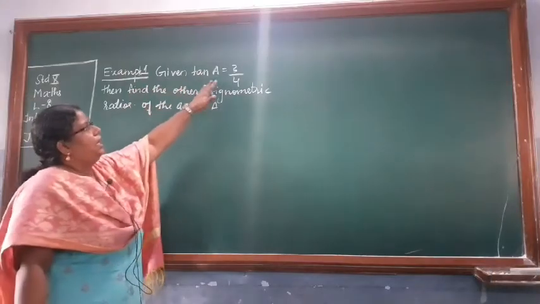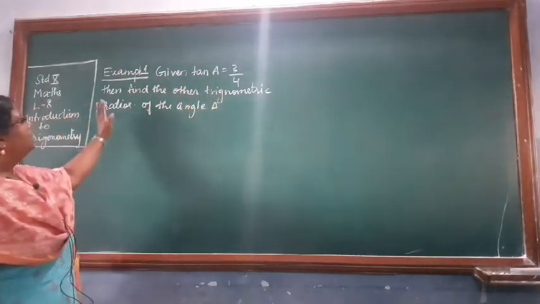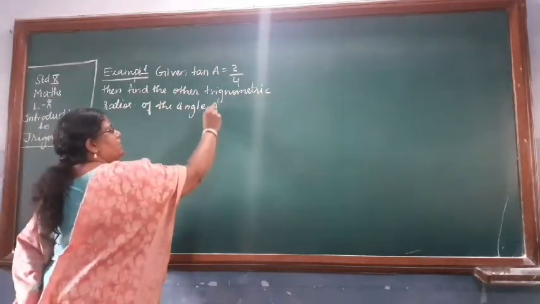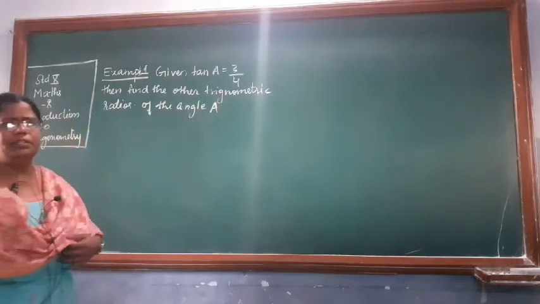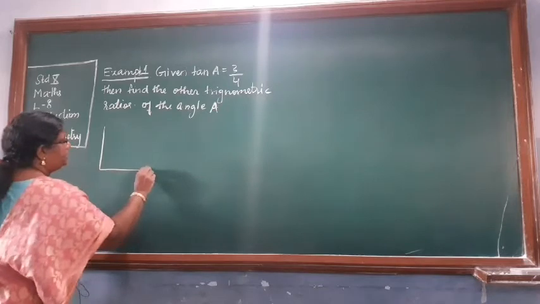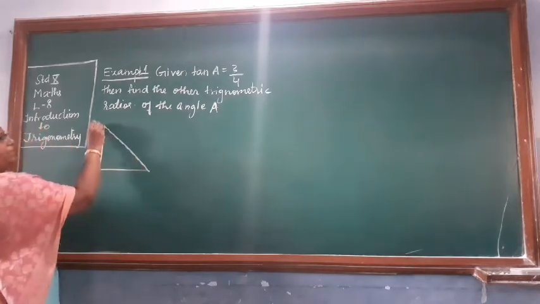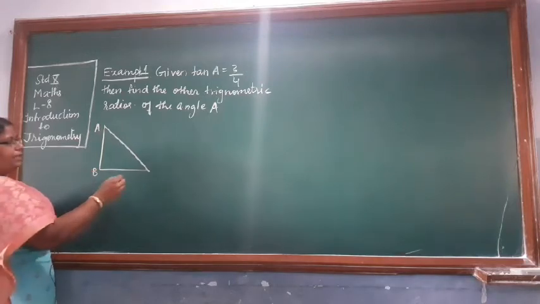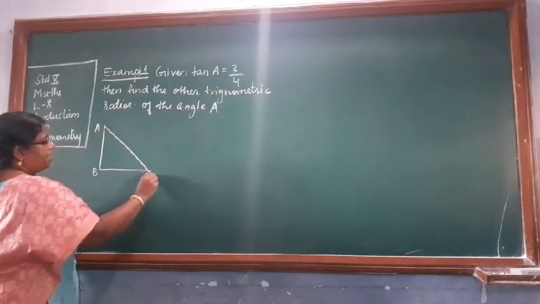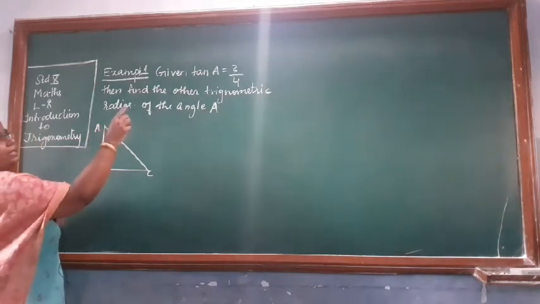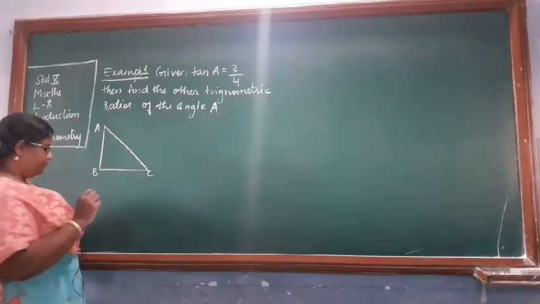If tan A is 3 by 4, then find the other trigonometric ratios of the angle A. So it is the same thing just as we have done in the previous question. So it is a right angled triangle. Okay. Let A be the acute angle, then let B be the right angle, and let C be the acute angle. Okay. Now it is given that tan A is 3 by 4. Okay.